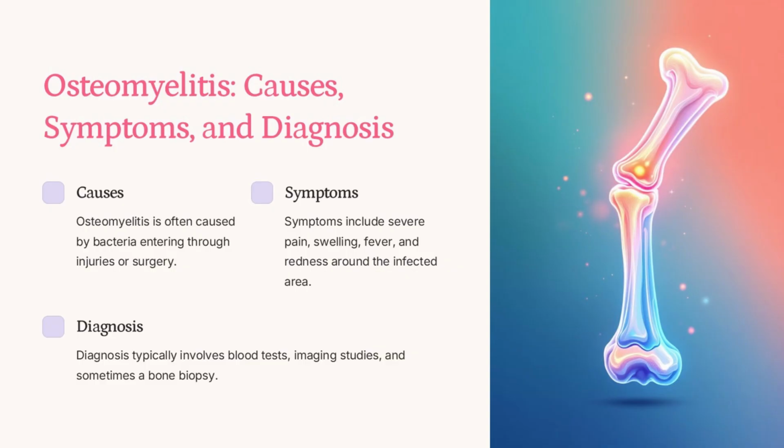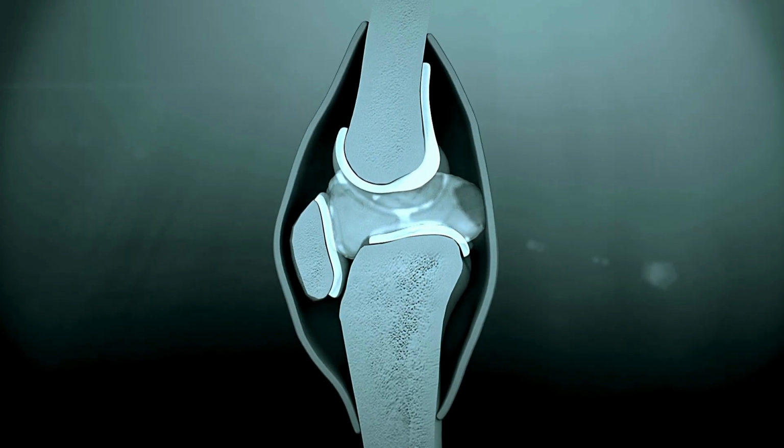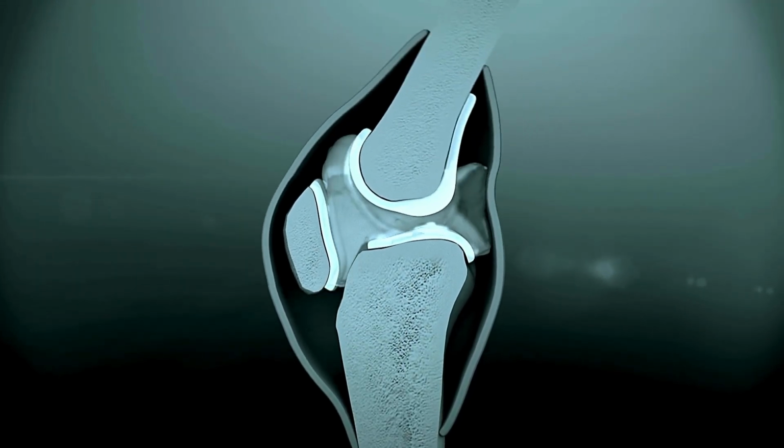Osteomyelitis is an infection of the bone that requires prompt treatment to prevent serious complications. The first line of defense is antibiotic therapy, which targets the infection directly. Antibiotics are often administered intravenously. In severe cases, surgical intervention may be necessary to remove infected tissue. This helps restore blood flow and promote healing in the affected bone. Antibiotics and surgery work together to effectively treat osteomyelitis and prevent the infection from spreading or causing further damage.